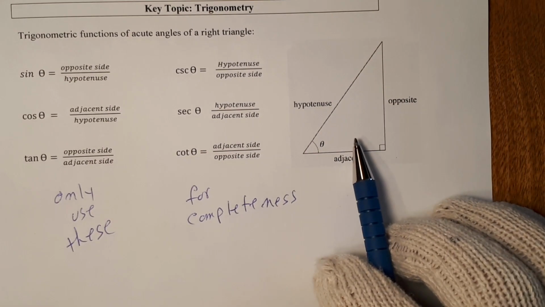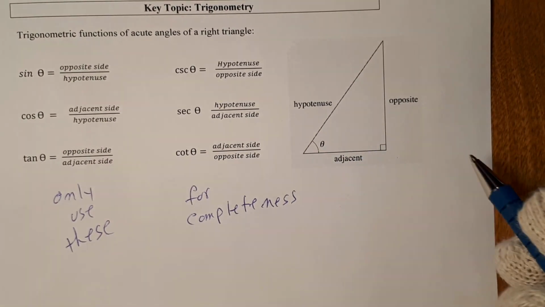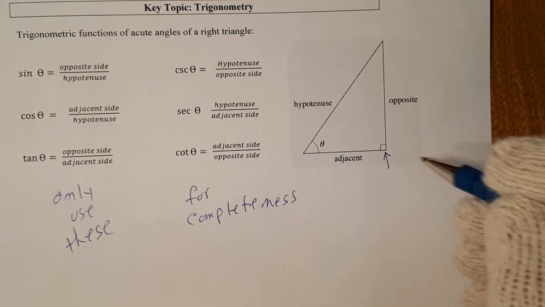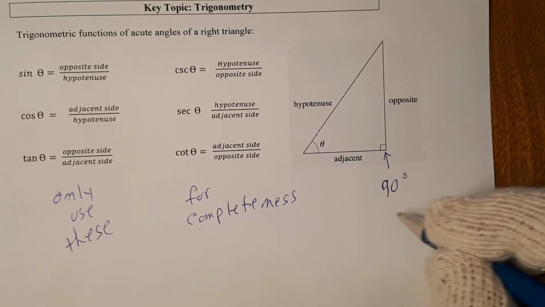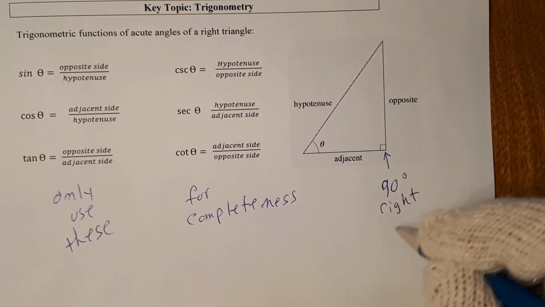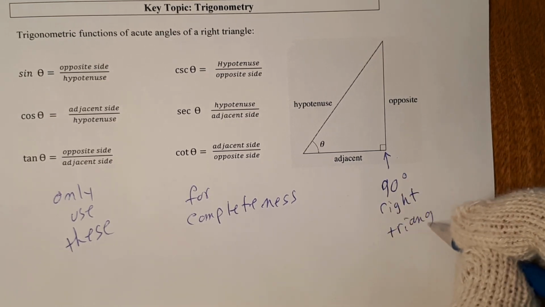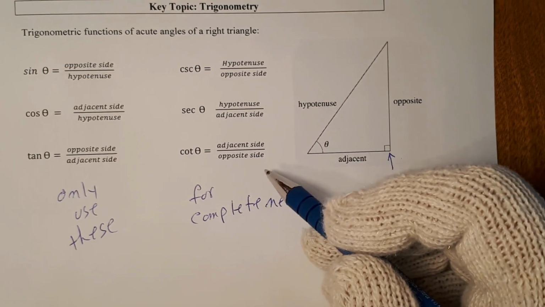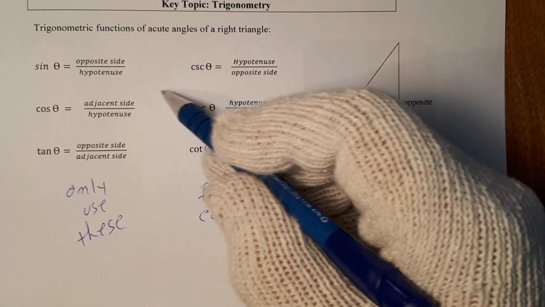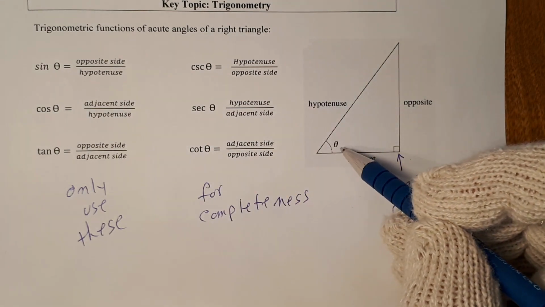On the right-hand side is a right-angled triangle. We know it's a right-angled triangle because of this symbol here in the bottom corner. And that makes this a 90-degree angle, also known as a right triangle. The angle theta is the same as all the thetas that you see in these equations. They all represent that particular angle.